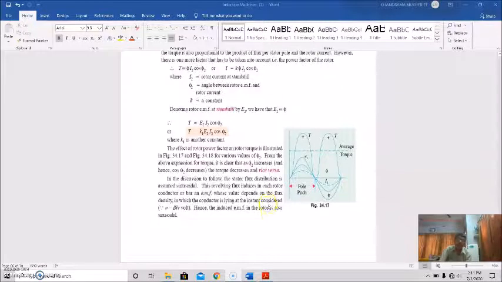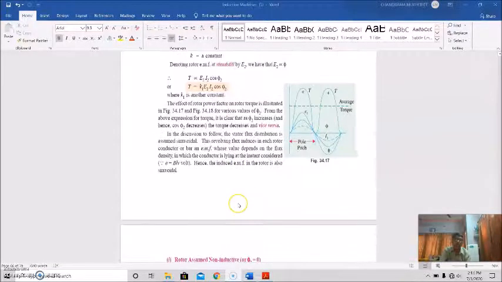In these discussions we assume that the stator flux distribution is sinusoidal, and the revolving flux induces in each rotor conductor or bar an EMF whose value depends on the flux density in which the conductor is lying at that instant, because E is equal to BLV. B is the flux density, L is the length of the conductor, and V is the velocity. Hence the induced EMF in the rotor is also sinusoidal.